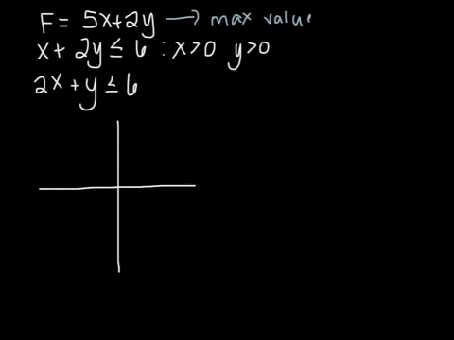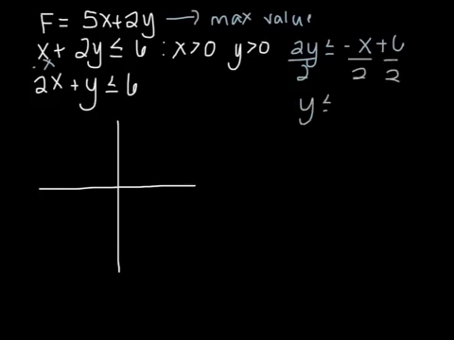Alright, so what I'm going to do is focus on this first line. I'm going to put it into y equals mx plus b so I can graph it easier. So I'm going to subtract the x to the other side. So I have 2y is less than or equal to negative x plus 6. Again, I move this x over. Then I'm going to divide everything by 2, and I get y is less than or equal to negative 1/2 x plus 3.